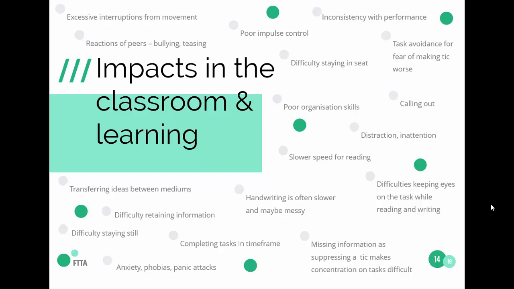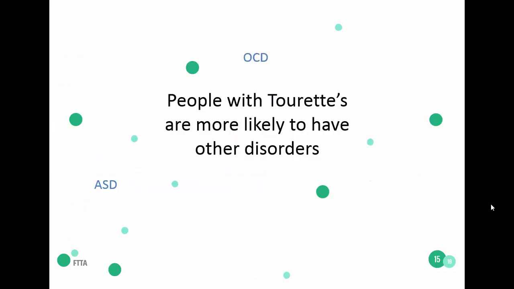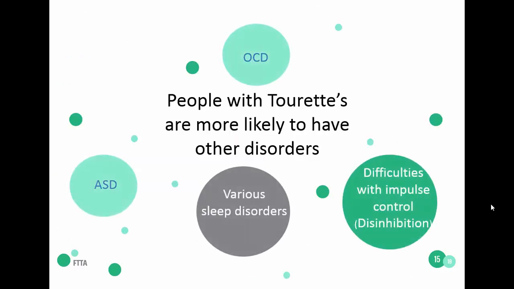Handwriting obviously can be a little bit more messy or sometimes impossible, depending. Missing information and suppressing a tic makes concentrating on a task quite difficult. People with Tourette's are more likely to have other disorders: OCD, ASD, various sleep disorders, difficulties with impulse control.